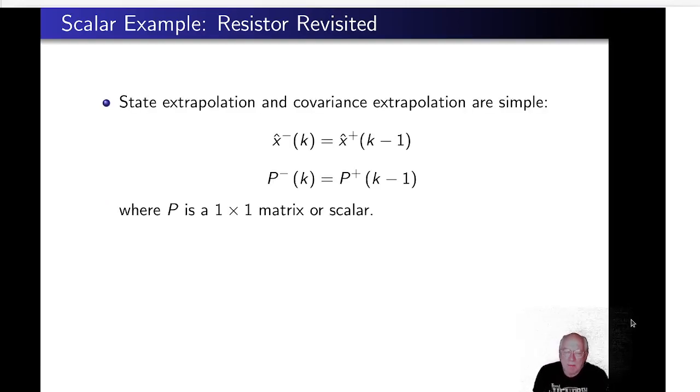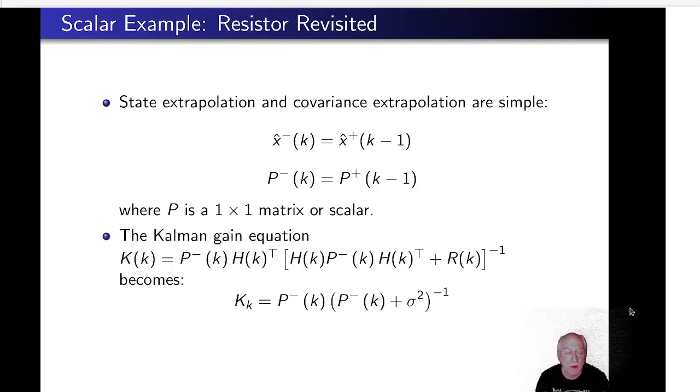So the state extrapolation and covariance extrapolation models are quite simple. Since there is no dynamics, whatever we came up with for the update at the last time step, that's what we're going to use as our prediction for the current time step. And the same is true of the covariance. Notice that the covariance is a scalar. The Kalman gain equation is quite simple. It's really a scalar ratio of P minus over the sum of P minus plus sigma squared, the measurement noise.